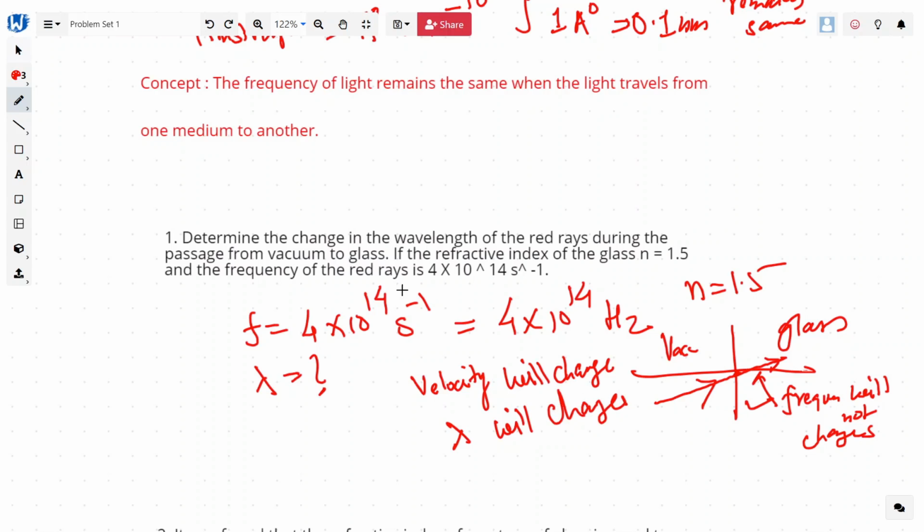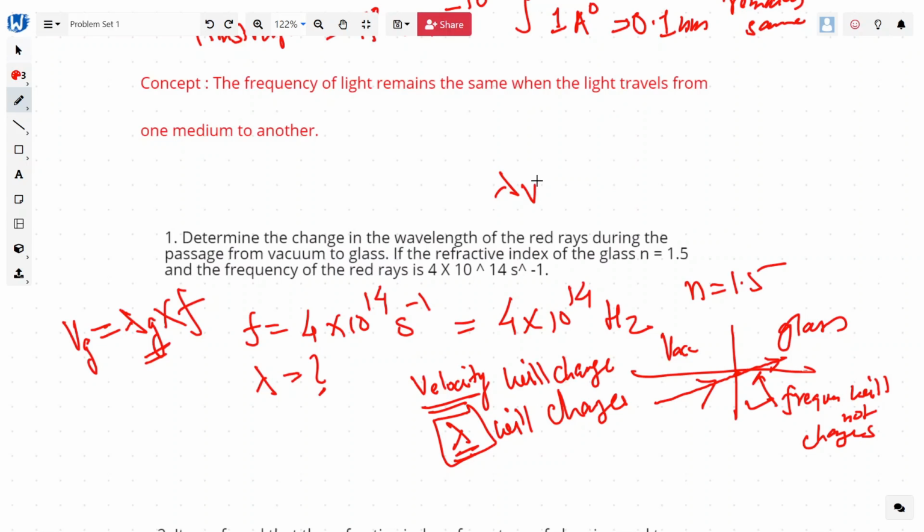Now, assuming that the frequency is constant, we have to find a relationship between velocity, lambda and frequency, and we are going to use that equation to derive the value of lambda. So we know that the velocity of light in glass is going to be equal to wavelength in glass multiplied by the frequency. We have to find this wavelength first and then compare it with the wavelength in vacuum. So we are going to say wavelength in vacuum was V.